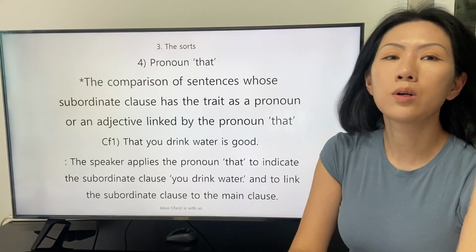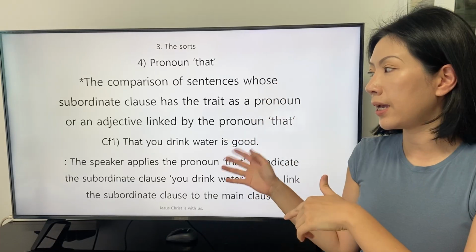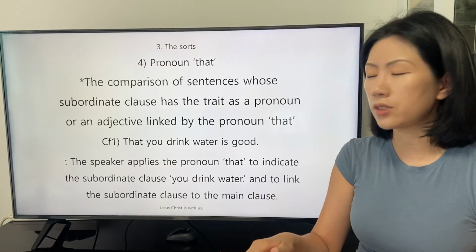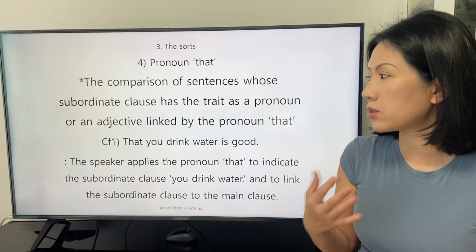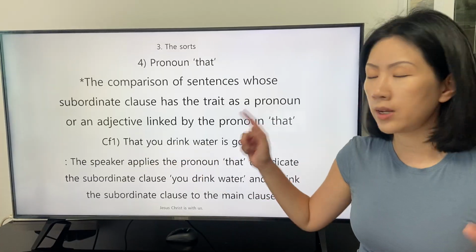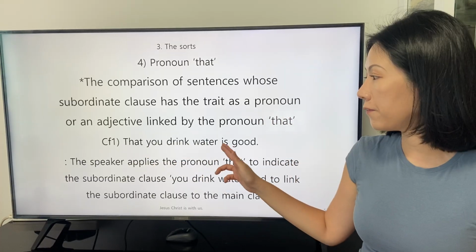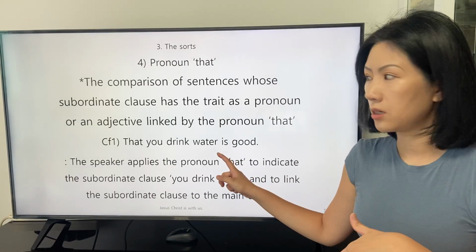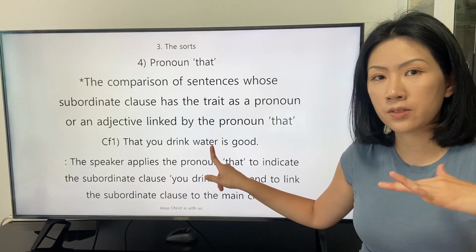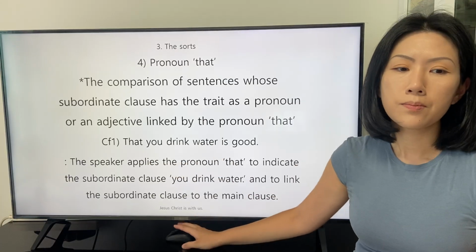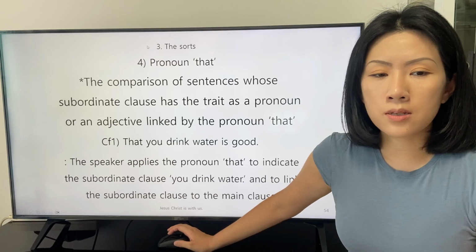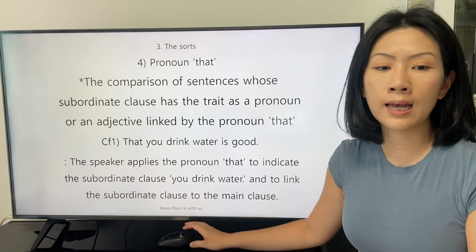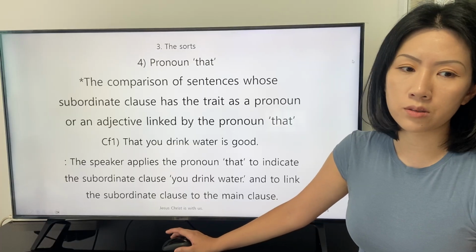Okay, let's study this difference through the examples. The first example is this: that you drink water is good. The speaker applies the subordinate clause that you drink water as the subject of the main clause, and the verb of the main clause is the be verb is. So we can see that the subject is very long in this sentence. The speaker applies the pronoun that to indicate the subordinate clause, you drink water, and to link the subordinate clause to the main clause.